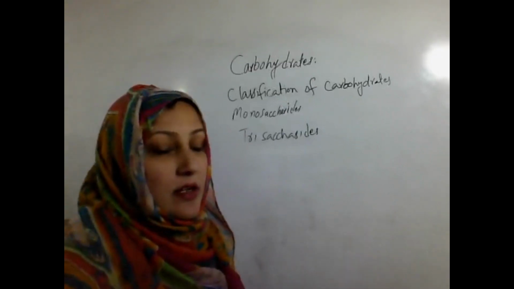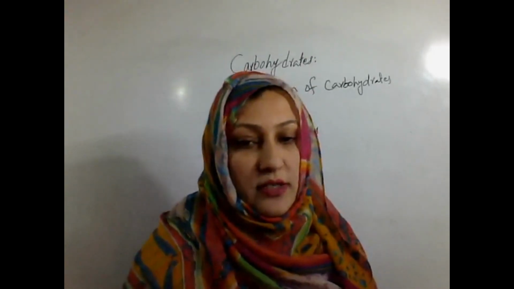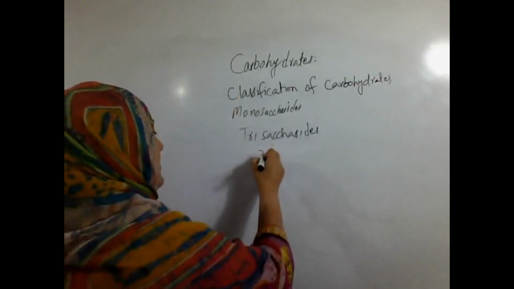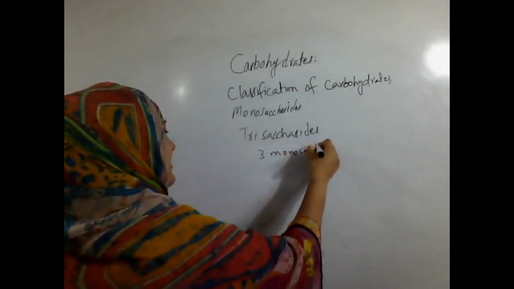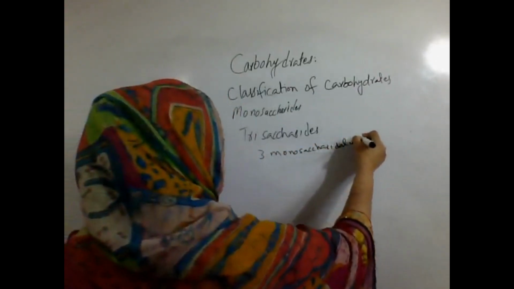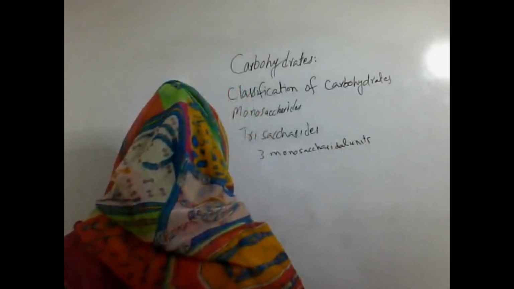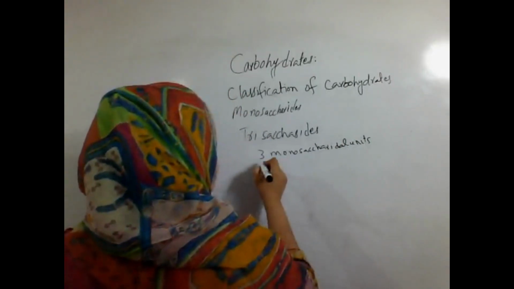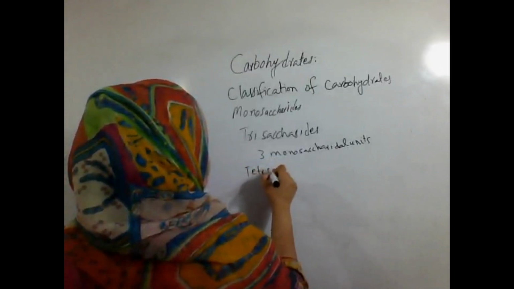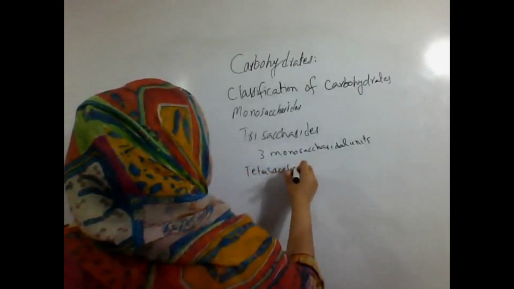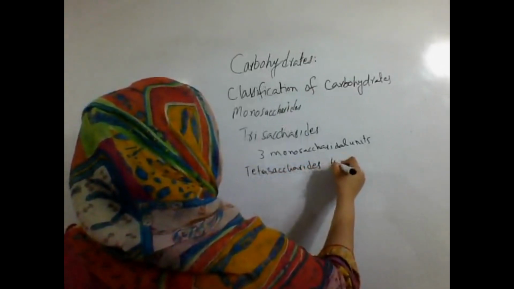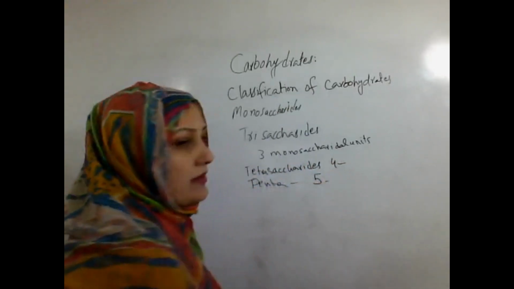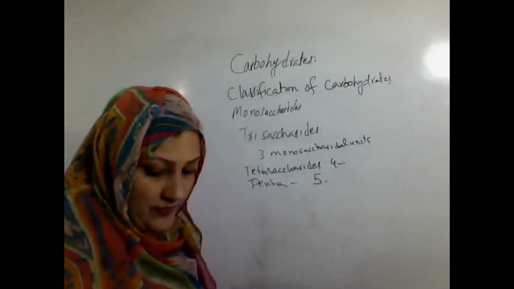Those in which three monosaccharide units are attached to each other are called trisaccharides. In tetrasaccharides, four monosaccharide units are present. In pentasaccharides, there are five monosaccharide units present in it, and so on.